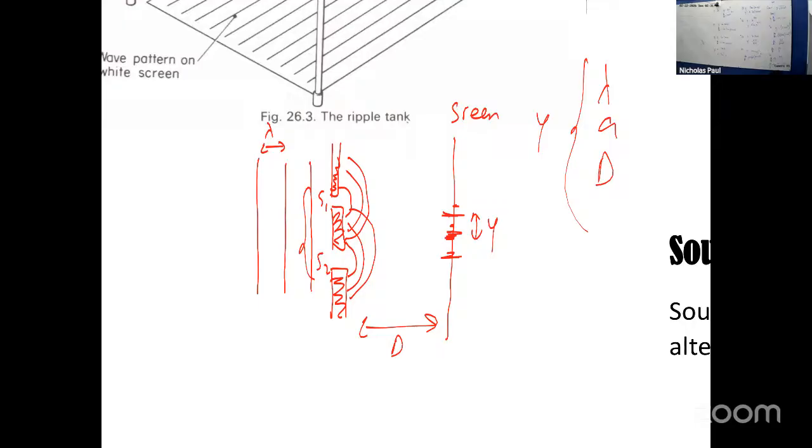The separation of the slits, that's a. The wavelength coming in, that's lambda. And the separation between the screen and the slits, that's D. Those three things affect Y. And we'll look at the formula. Anybody knows the formula? Y is equal to what? Very good. Y equals D lambda on a. And we have to prove this formula later.